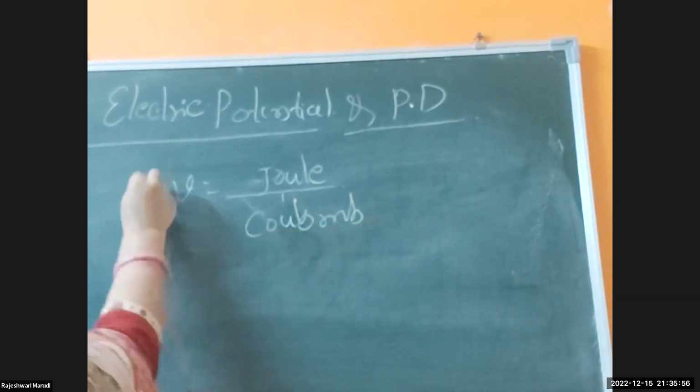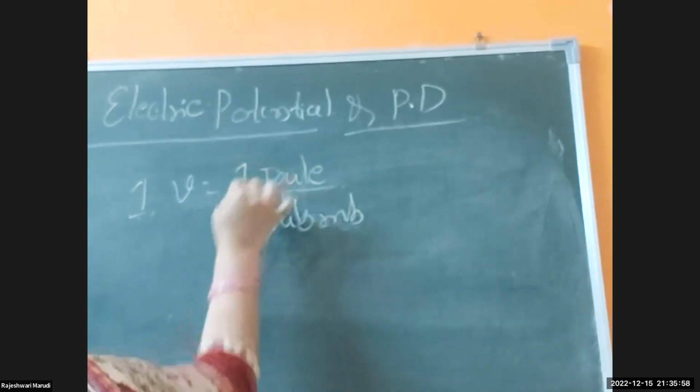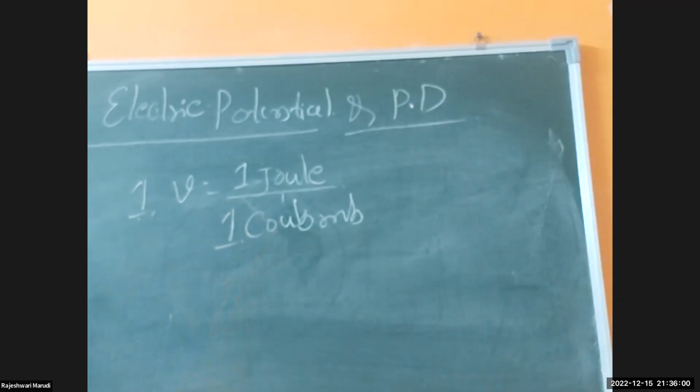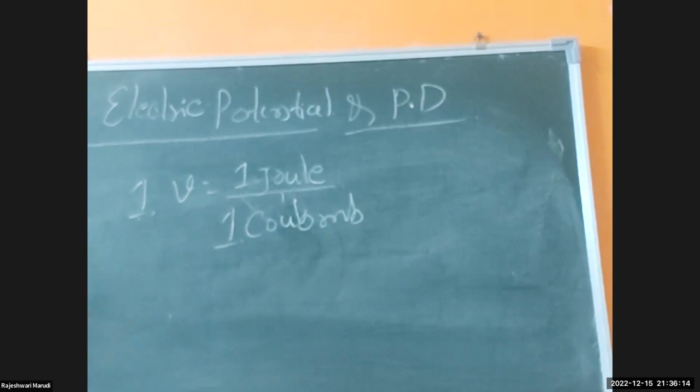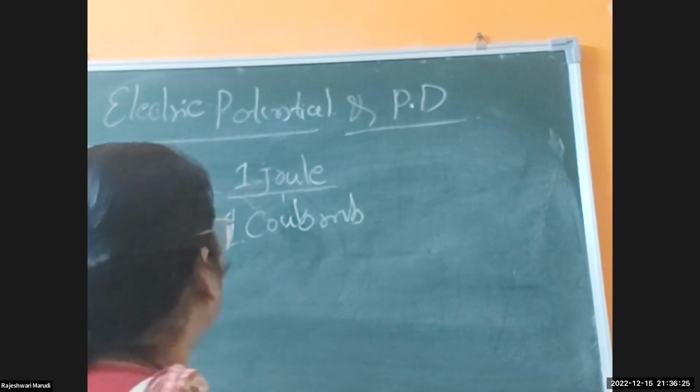Okay. So then what is the definition for 1 volt? How can we define 1 volt? We say that the electric potential is said to be 1 volt if 1 joule of work is done in moving 1 coulomb of charge from infinity to a point in an electric field.